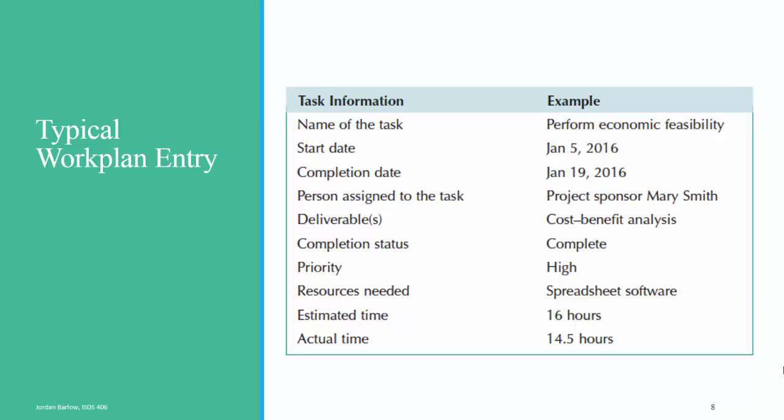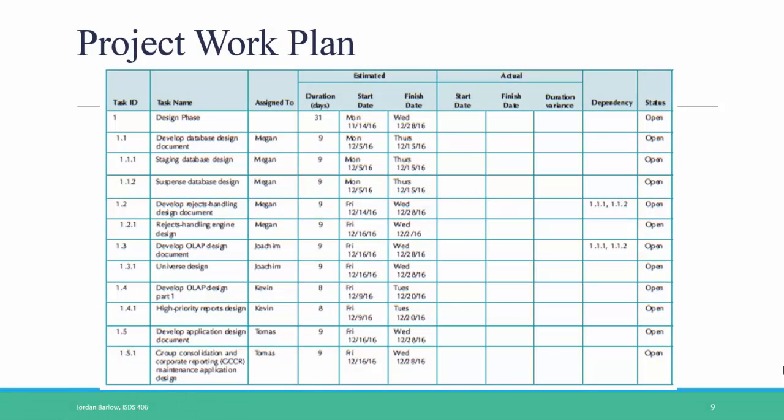When completed, a project work plan looks something like this. Each task is listed on a row of a spreadsheet, with the characteristics from the last slide listed across the various columns. Project management software is the best software to use to create a project work plan. A project work plan like this can be created very easily using Microsoft Project. However, to create a project work plan for your homework this week, you can use Excel or Word.